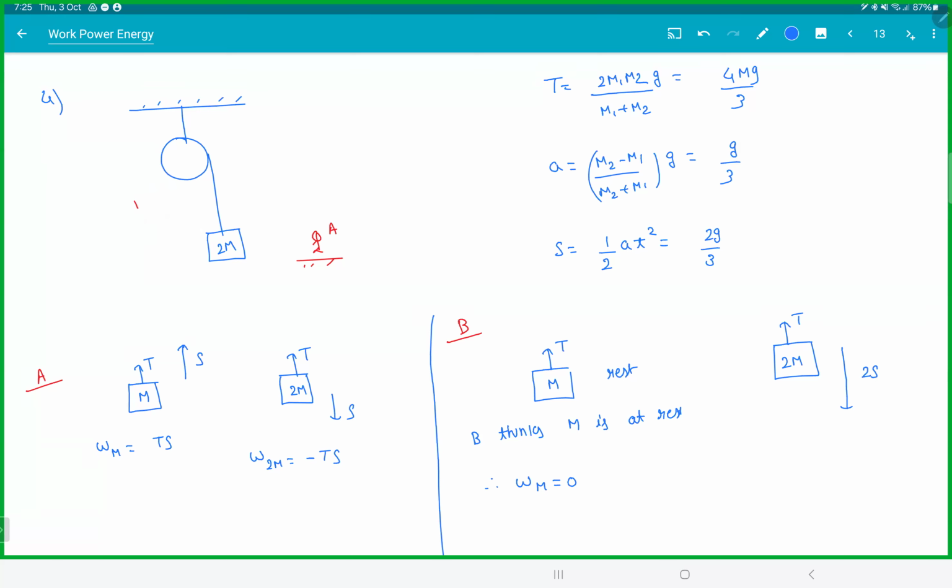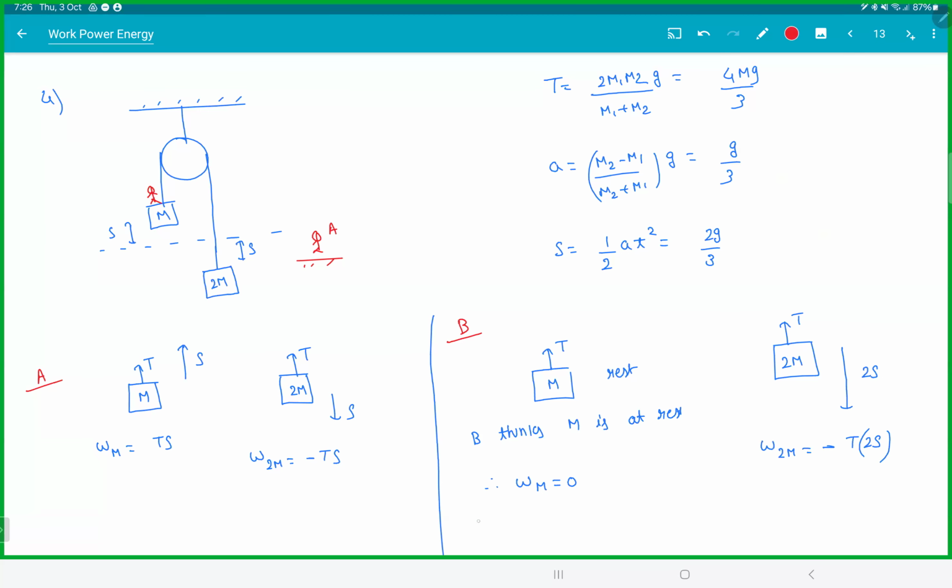Meaning after some time, this is how the diagram would have looked. The 2M would be here, M would be here, this distance was S and this distance was S. But in B's frame, B thinks that 2M has gone 2S down. So he will say the work done on 2M will be minus T into 2S.